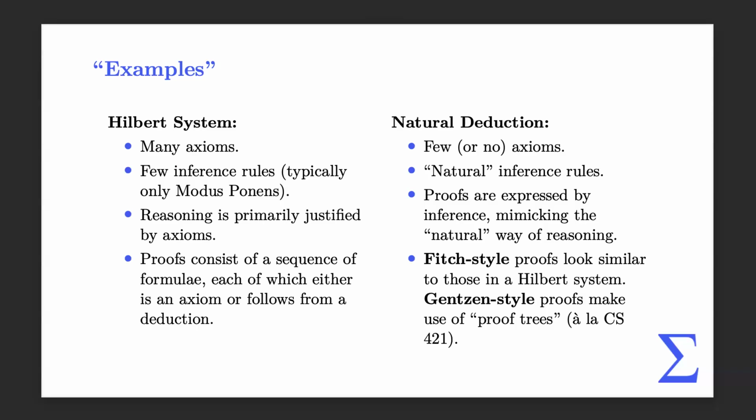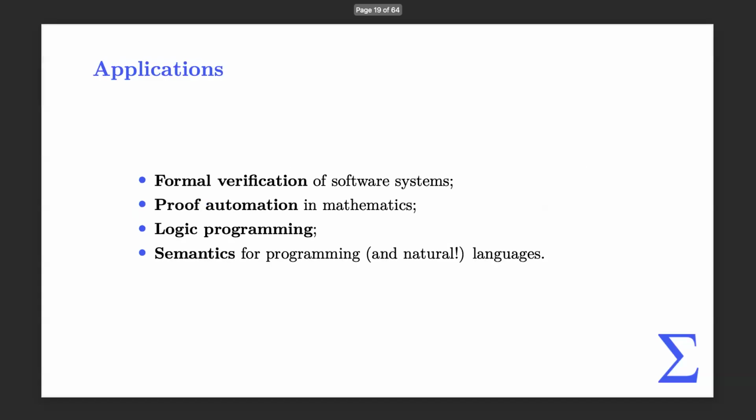But Gentzen style proofs you'll see a lot in programming language theory, where essentially instead of going linearly, we do our proofs as trees. And you'll see stuff like this in CS421 about proving semantics of programming languages. Yeah, but moving on. There are a lot of applications to proof theory, although it might not seem like it.